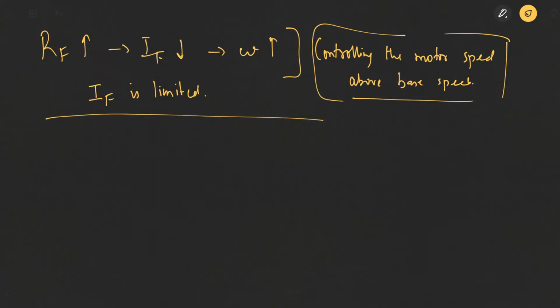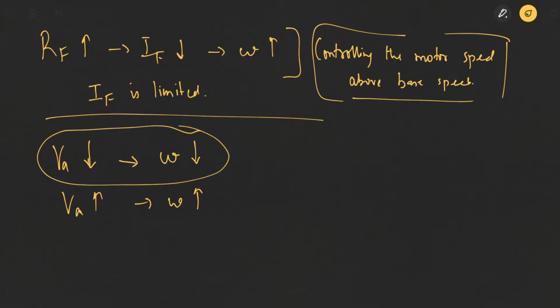As far as the armature control strategy goes, by decreasing the armature voltage, the speed of the motor decreases. An increase in armature voltage causes an increase in the speed of the motor. Practically there is no limit to decreasing the armature voltage. We can decrease the terminal voltage up to 0. The speed of the motor will be 0 at that time.